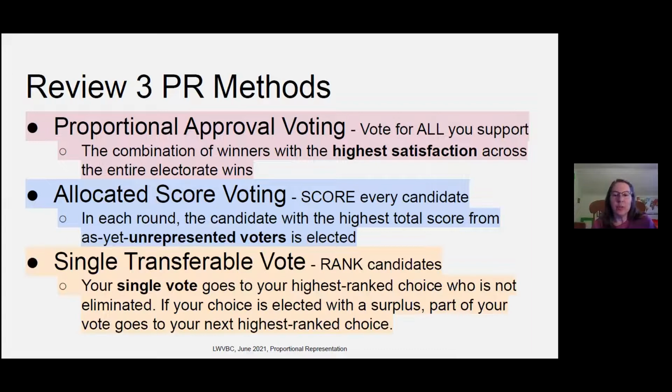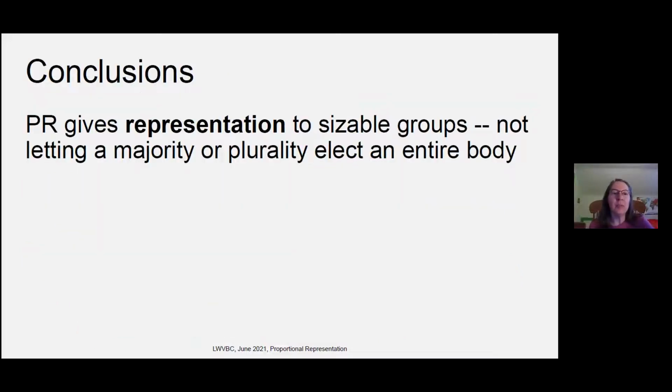And with single transferable vote, you rank candidates, you get only one vote. And that one vote is equal to everybody else's one vote. So that means that if 60% of the people like A candidates, then 60% of the elected body should be A candidates. We have a few conclusions to end with.